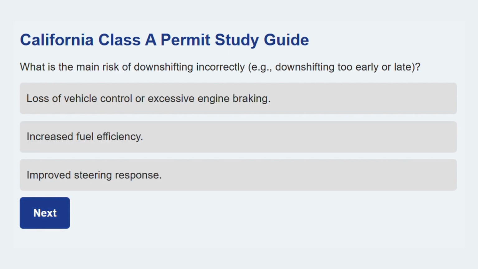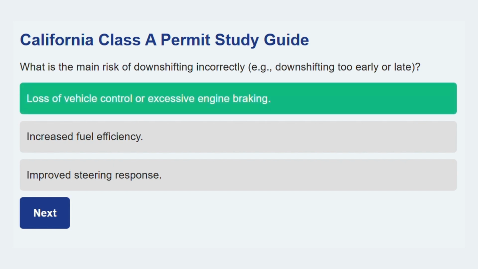And the next point, what is the main risk of downshifting incorrectly, e.g. downshifting too early or late? Loss of vehicle control, or excessive engine braking? Incorrect downshifting can cause a sudden jolt, loss of traction, or even engine damage.